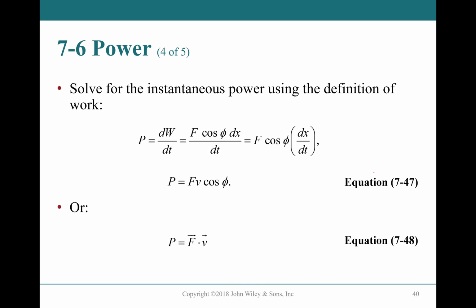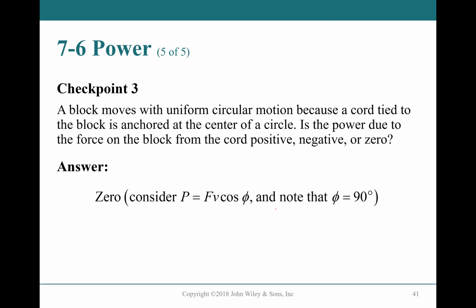Okay. And here we have different versions for power. You have P equal to dW over dt. And then if we have a constant force, it's F cosine phi dx. So dx over dt, you are going to get a velocity. So power is Fv cosine phi. And you can also write it as P equals vector F dot vector V. Okay, what is V? V is the velocity, okay? So the velocity of the force, how fast the force moves.